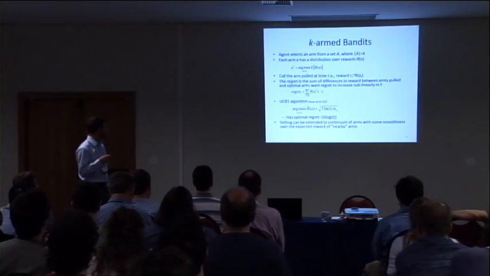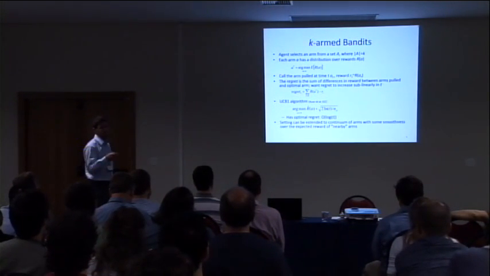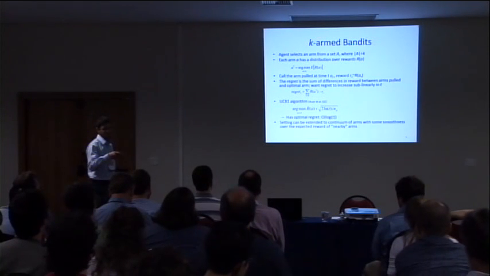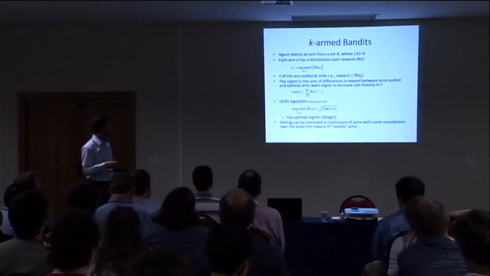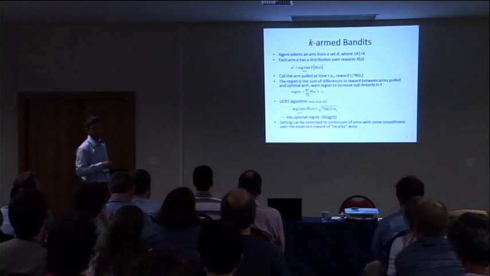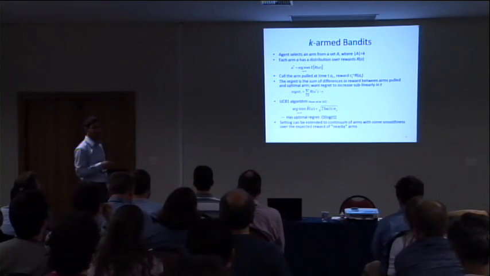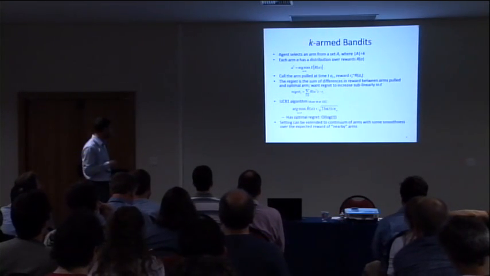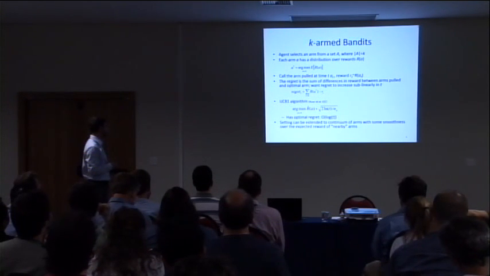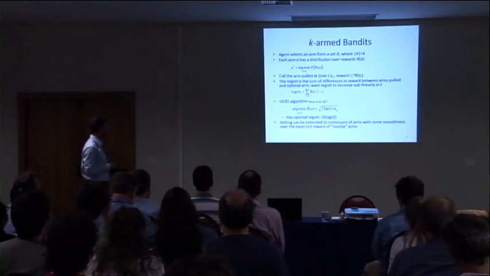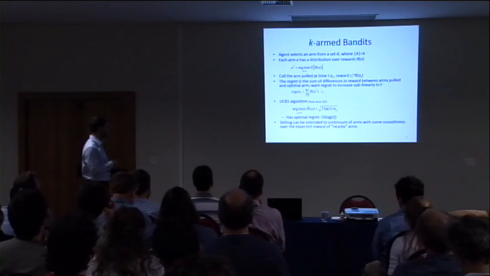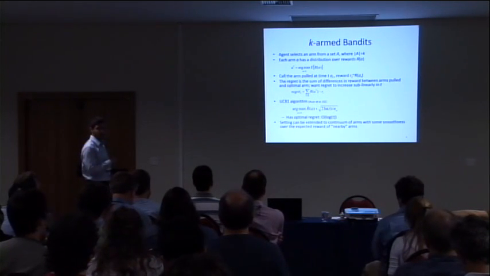So we refer to the regret as the difference between the reward that the agent achieved up to some point in time, and what it would have had if it had pulled the optimal arm at every time step. In this setting, it turns out this simple equation, which is called UCB1, is optimal. It has regret that is logarithmic in time.